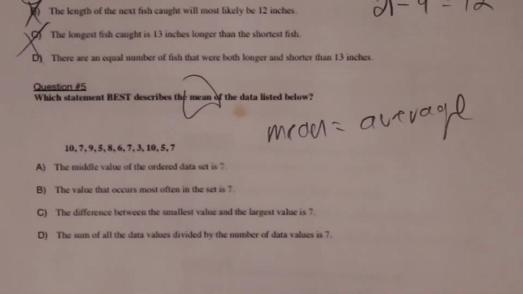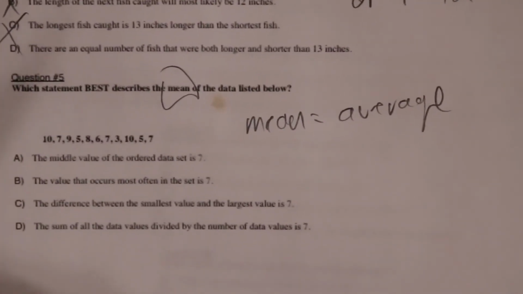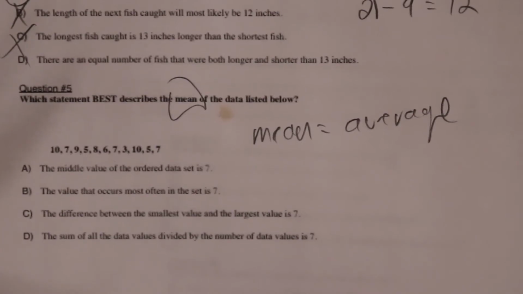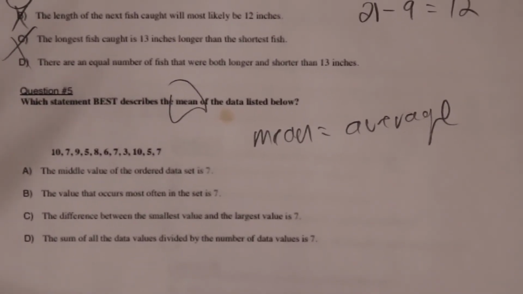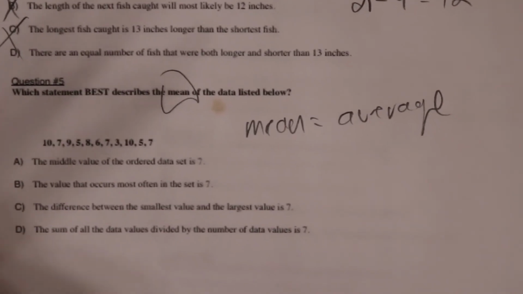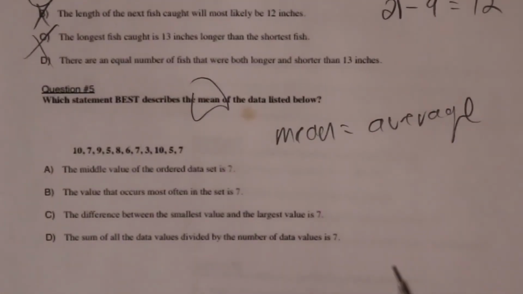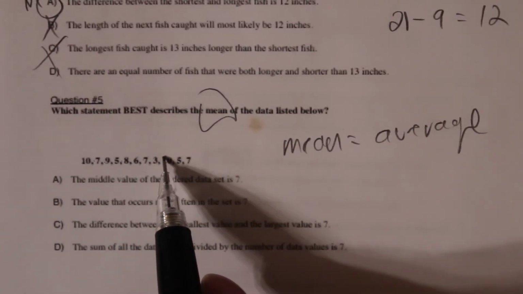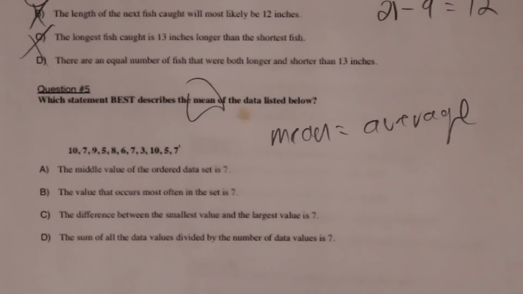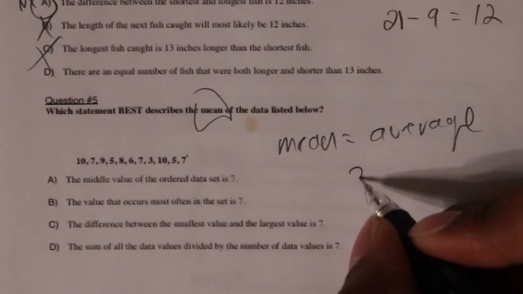First I've got to figure out what my mean is. So here I'm about to add up all my numbers: 10 plus 7 plus 9 plus 5 plus 8 plus 6 plus 7 plus 3 plus 10 plus 5 plus 7. I'm going to get 77, divided by how many numbers I have, which is 1, 2, 3, 4, 5, 6, 7, 8, 9, 10, 11. We all know 77 divided by 11 is 7. So I know it's 7.